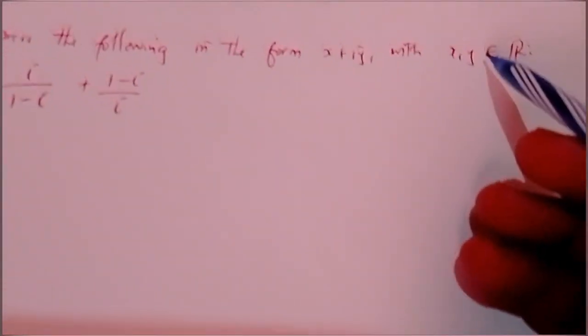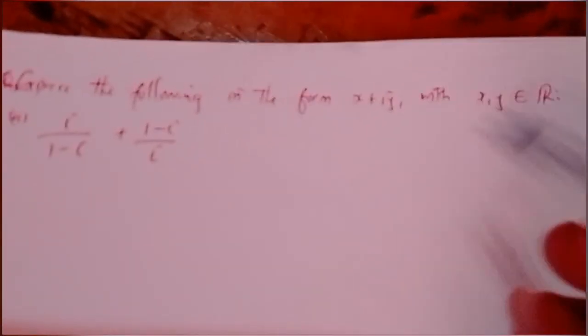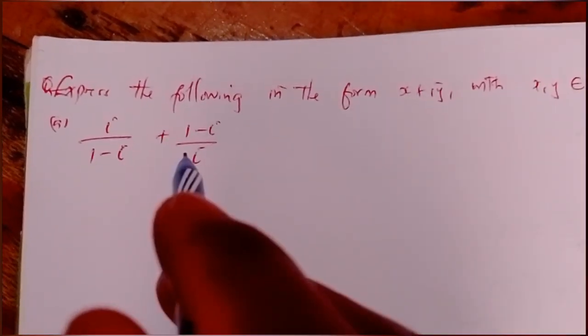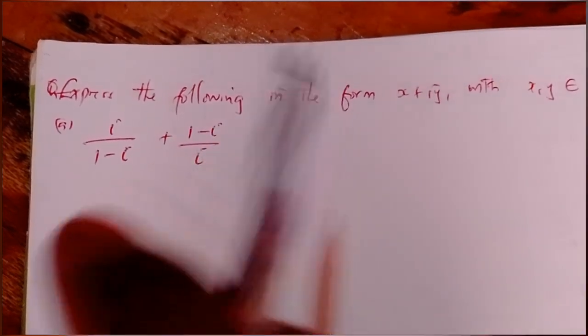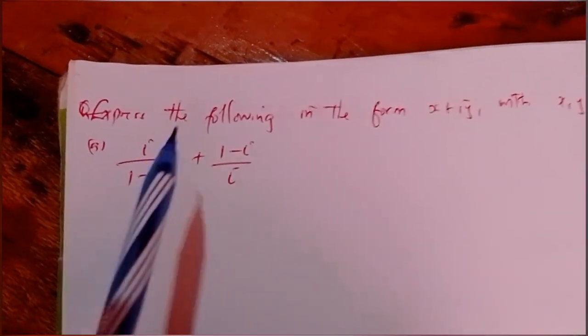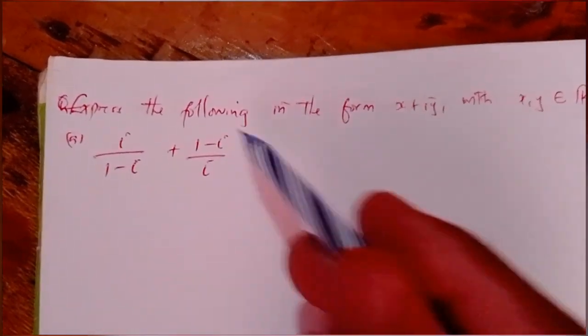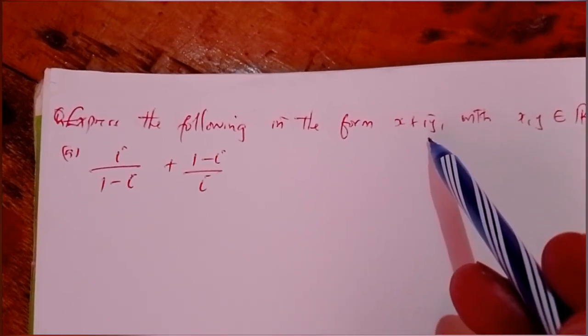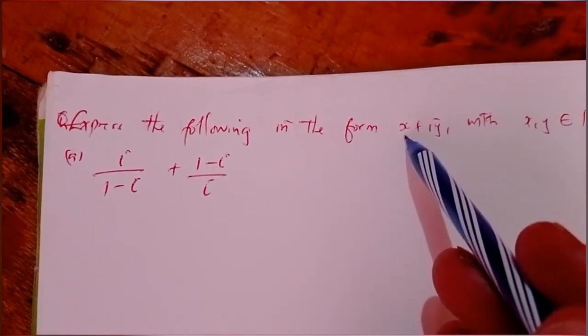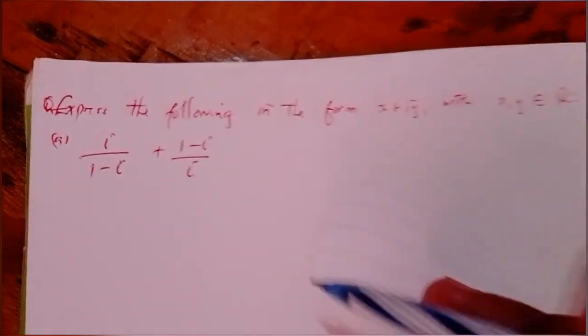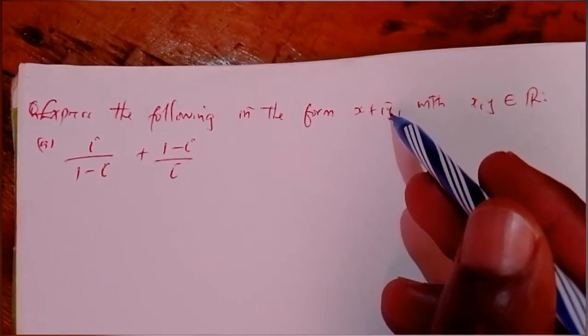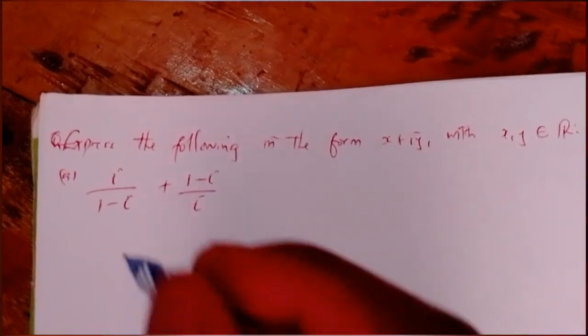Express the following in the form x plus iy with x, y that belong to real space R: i over 1 minus i plus 1 minus i over i. We have been asked to express this in the form x plus iy, where x is for the real part and iy for the imaginary part. So, solution.